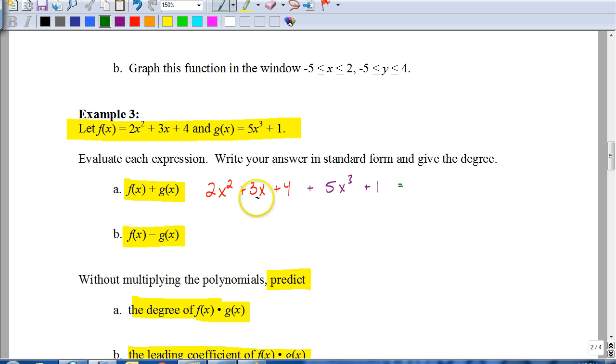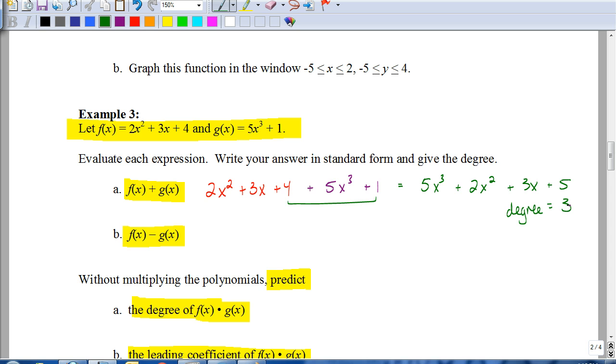The standard form for this, if I add together like terms, the 5x cubed, there's nothing to add that to, so it's just going to be a 5x cubed. The 2x squared, there's nothing to add that to, so that stays a 2x squared. The 3x, can't add anything to that, but the 4 and the 1, those are like terms, we can add those together, so it becomes just 5. So when I add these two polynomials together, I get 5x cubed plus 2x squared plus 3x plus 5. So the degree would be 3.